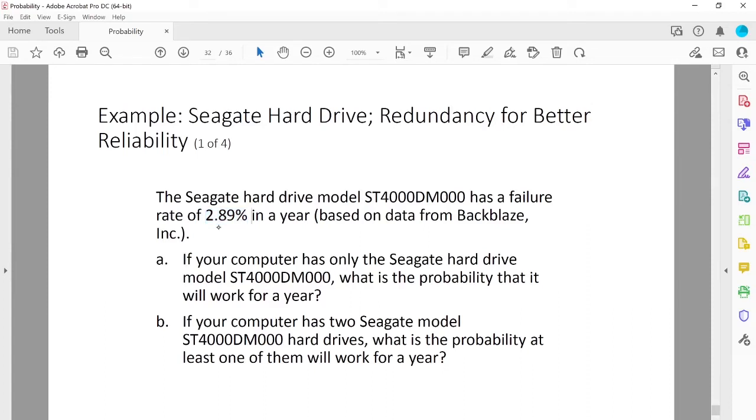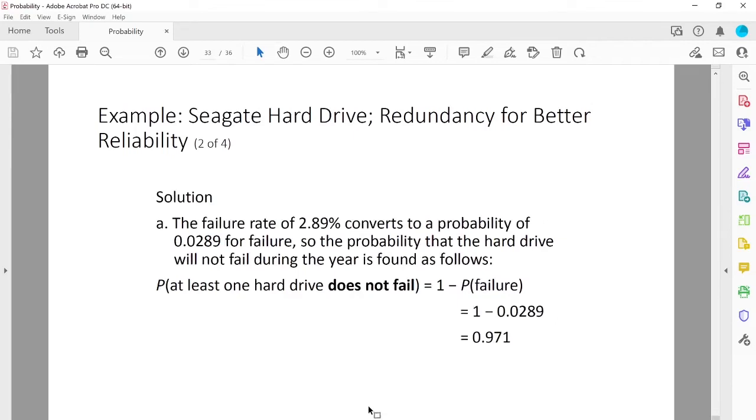So let's look at the calculation here. Probability of at least one hard drive does not fail is equal to 1 minus probability of failure. That's because they are complement of each other. So 1 minus probability of failure, which is 2.89%, which is 0.0289. So we're just subtracting 0.0289 from 1, which gives us 0.971. So that's the probability at least one hard drive does not fail.